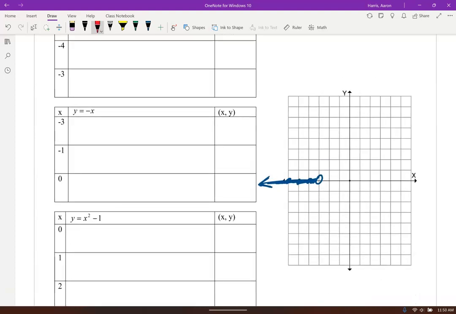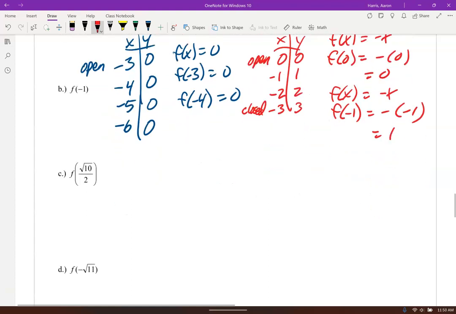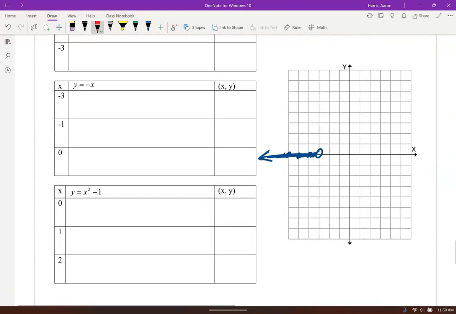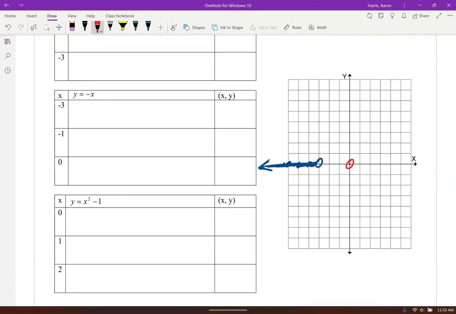0, 0. Oh, was it open or closed? I can't remember. Open there, and then closed at -3, 3. And then closed here, and I had -1, 1, had -2, 2 as well. So it's only this part. It's a line segment. It's only that part of y equals -x.